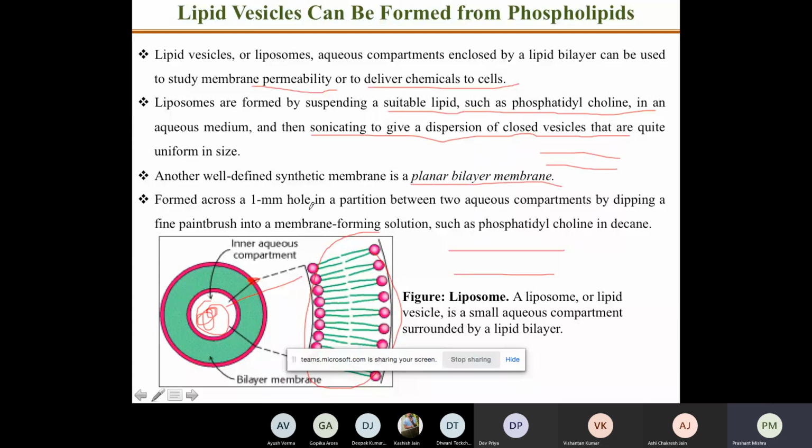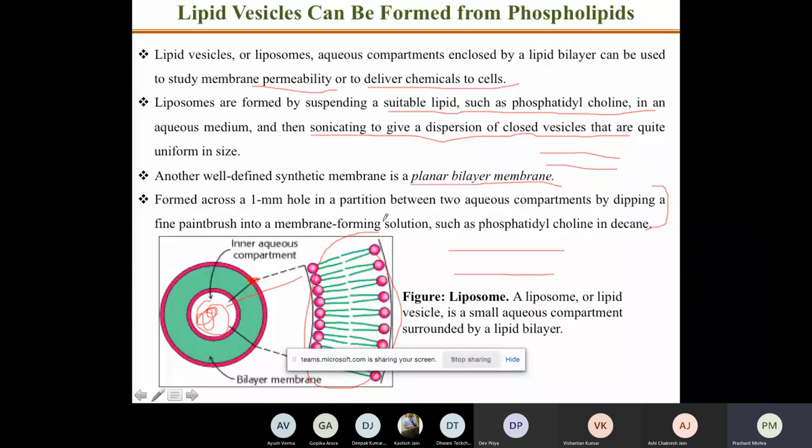And this planar layer can be formed. You can synthesize these planar bilayer membrane structures by using phosphatidylcholine, creating a 1 millimeter hole in a partition between two aqueous compartments. So these are the details given for their formation. You have the decane, and on that you put phosphatidylcholine, and then you use the paintbrush, and that's the way this is being formed.